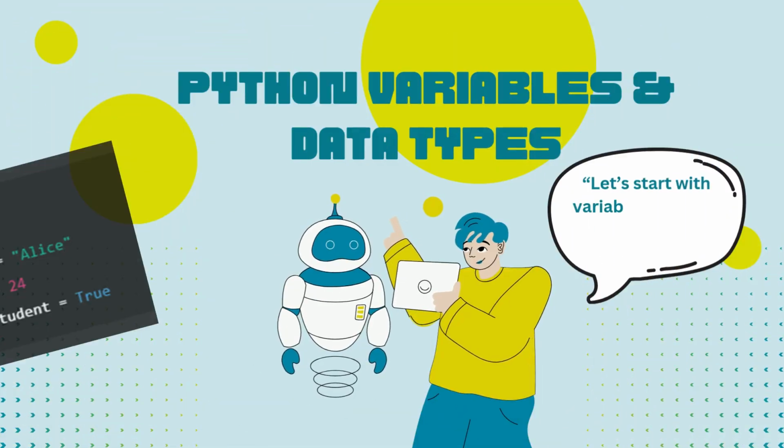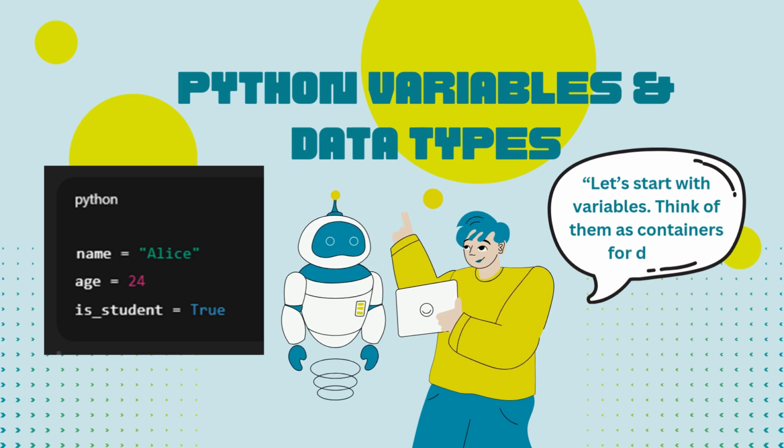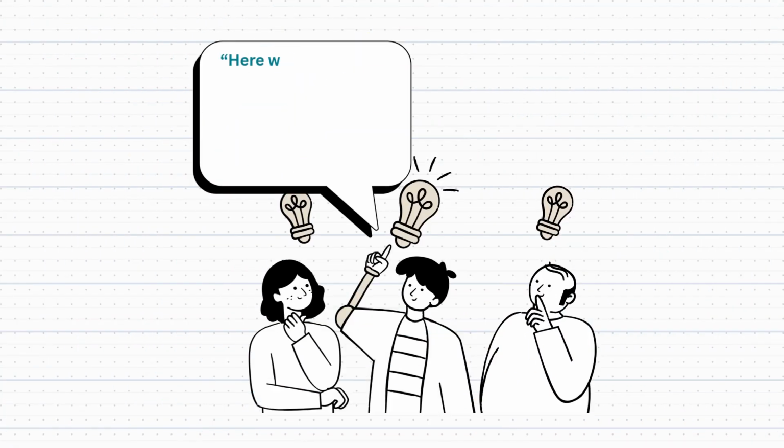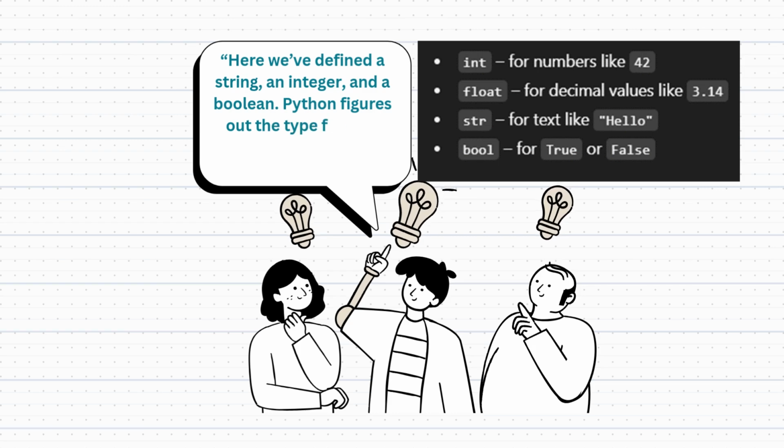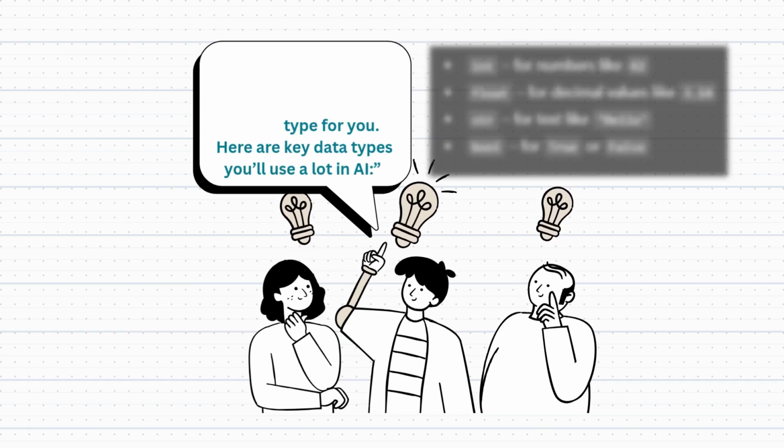Let's start with variables. Think of them as containers for data. Here we've defined a string, an integer, and a boolean. Python figures out the type for you. Here are key data types you'll use a lot in AI.